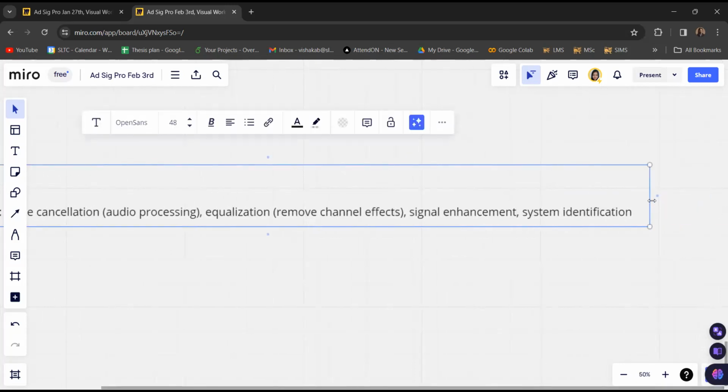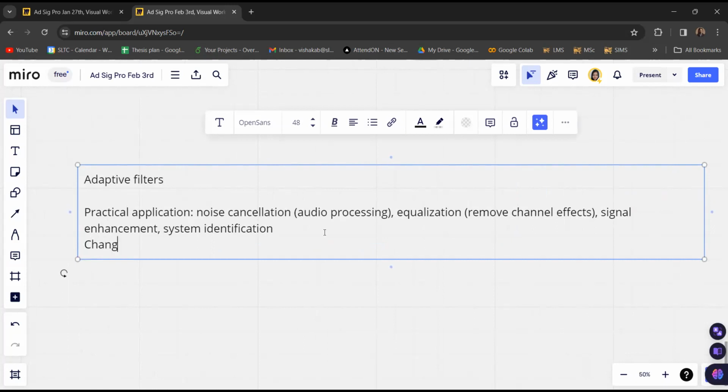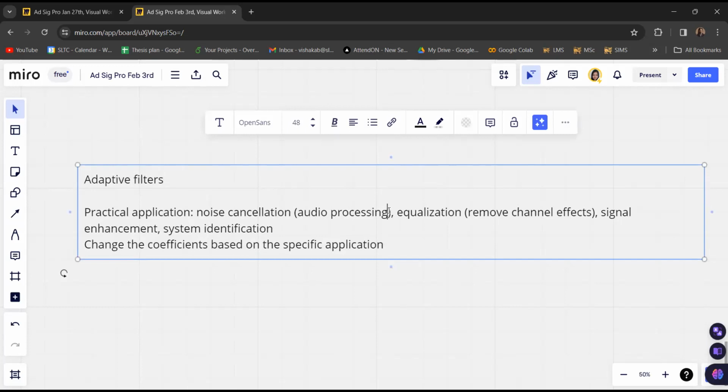So such practical applications exist for these filters. Adaptive filters are used to adapt and change the filter coefficients based on the requirement of the application that we are considering. So we are going to change the coefficients based on the specific application. We use them for different applications such as noise cancellation, in related fields such as telecommunications, even biomedical signal processing and audio processing. All those will require noise cancellation.